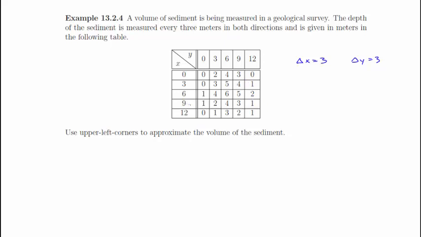Now we go to x is 9. If y is 0, the depth is 1. If y is 3, the depth is 2. If y is 6, the depth is 4. If y is 9, the depth is 3. If y is 12, the depth is 1.